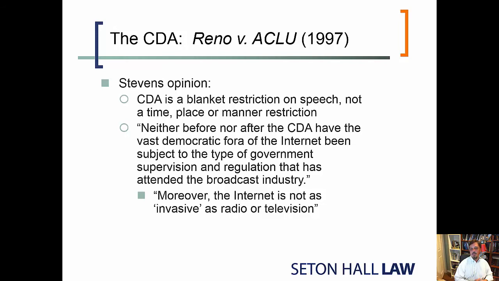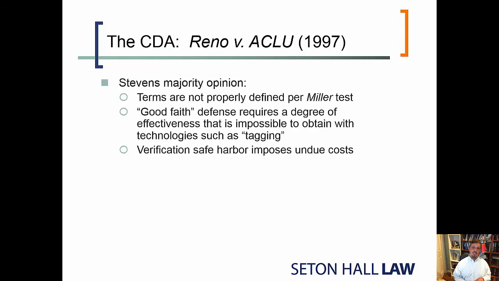All right. So Stevens also says that the statute is not specific enough. The terms aren't well defined. It doesn't really follow the Miller test for what might or might not be obscene. He suggests that the safe harbors and the good faith defenses are unfeasible. They're too expensive. The technology to implement them doesn't really exist in any sort of meaningful way.